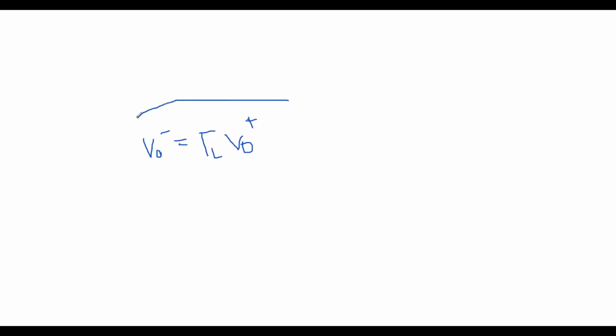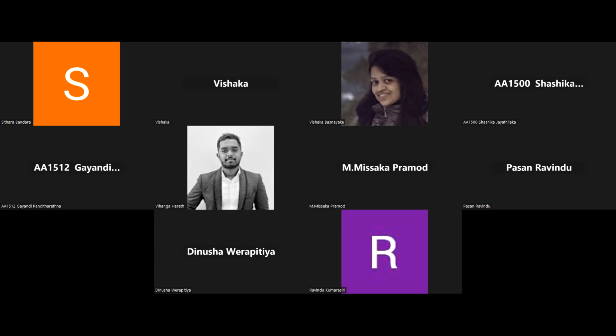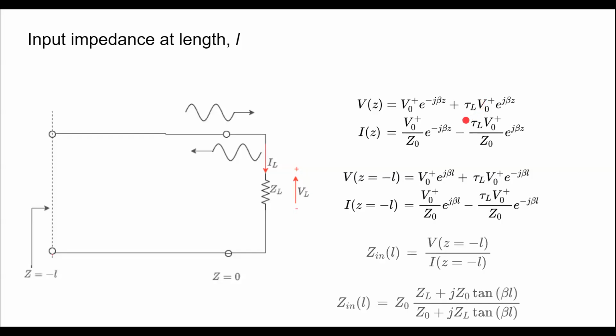So we can take into consideration that V0 minus is equal to tau L times V0 plus. In that case, we can substitute that in here. Instead of V0 minus, we substitute tau L times V0 plus, and then we are removing the effect of V0 minus in these equations. In both equations, we are removing V0 minus, and then we are taking the ratio between these two. Then the final equation can be written in this form. I will give you that as an assignment to do.